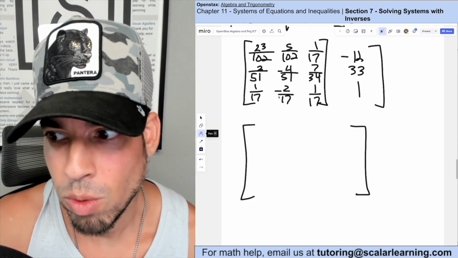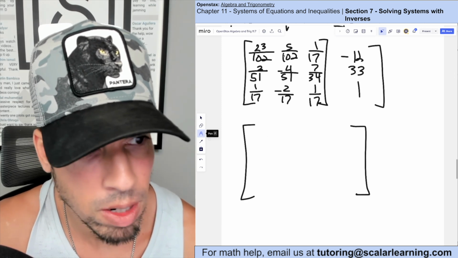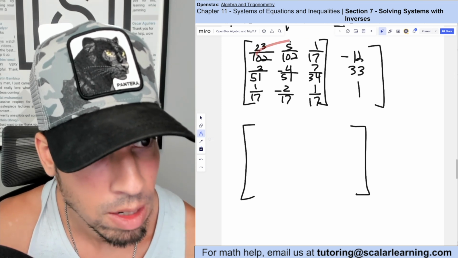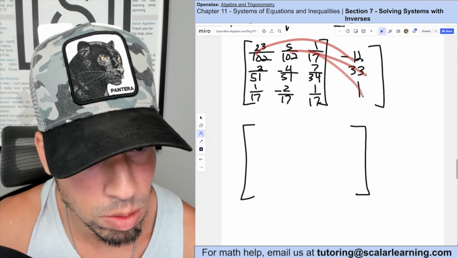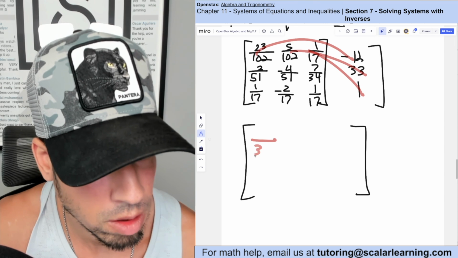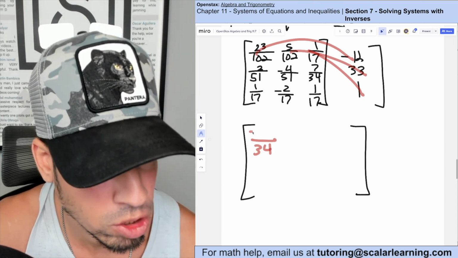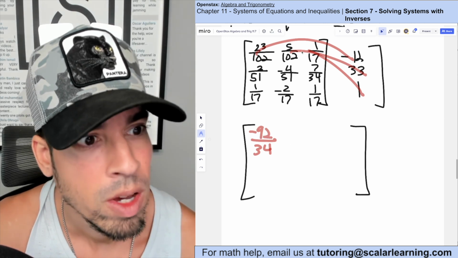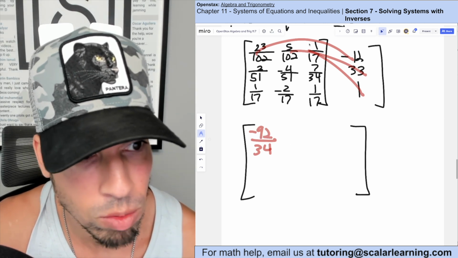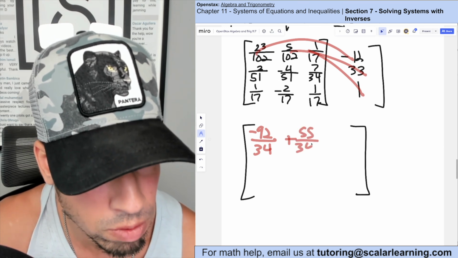So now we have everything written out, and we're going to multiply across and get our final answer. We're going to color code it. So first we have this times this, plus this times this, plus this times this. So dividing the top and bottom by 3, we're going to get 34, and then that's going to be negative 4 times 23, which is negative 92. And then dividing again top and bottom by 3, that's 5 times 11, which is 55 over 34.